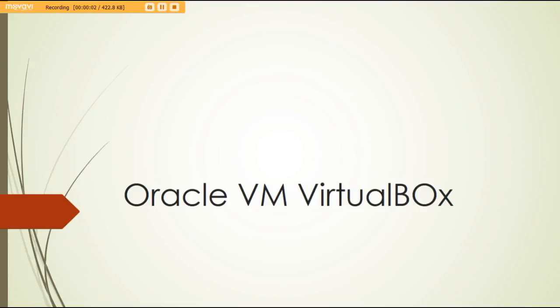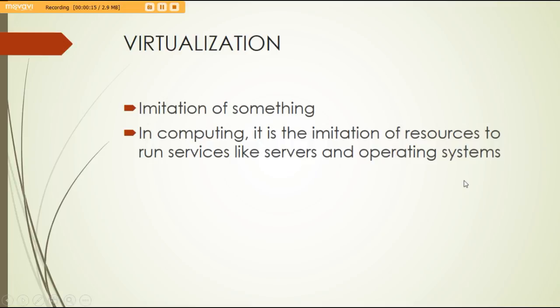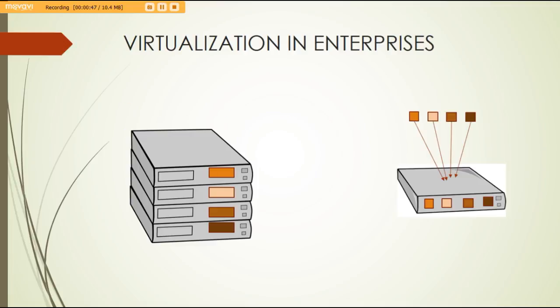In this tutorial, I'm going to talk about a virtualization tool called Oracle VM VirtualBox. Before that, let's talk about what virtualization actually means. Virtualization means making an imitation of something that appears to be real, but it's not in actual. So in a computing environment, it is the imitation of resources to run services like servers and operating systems.